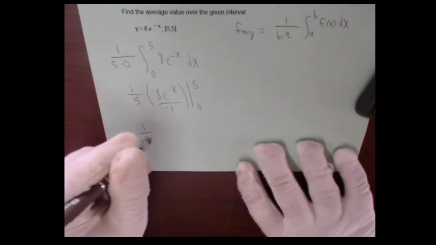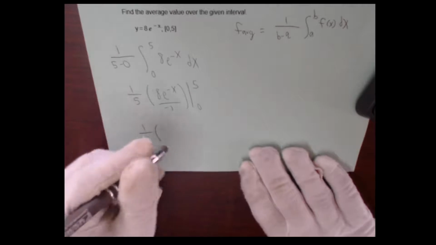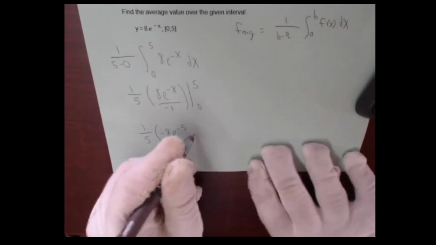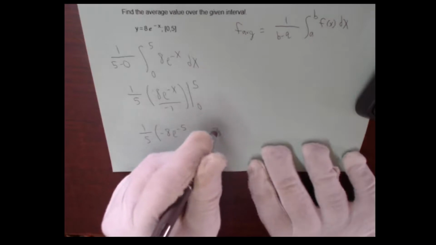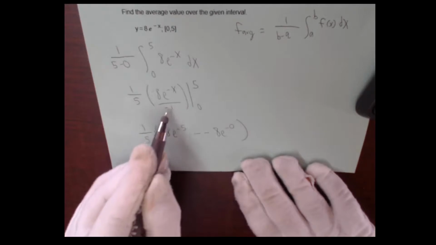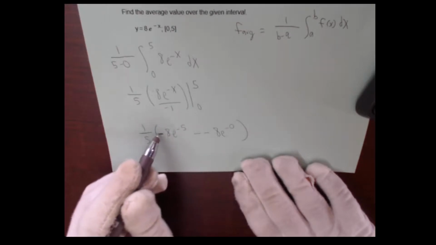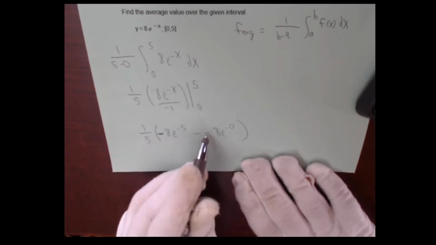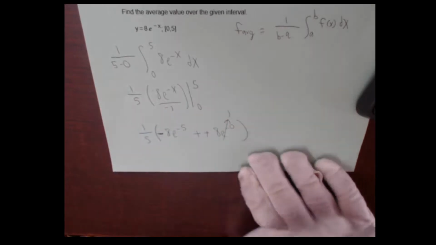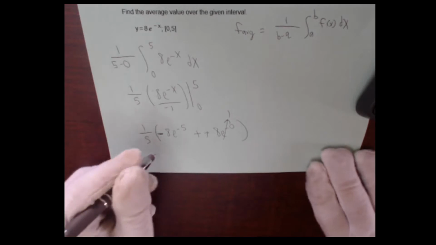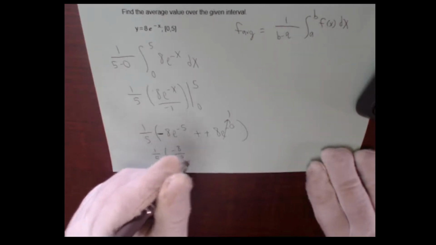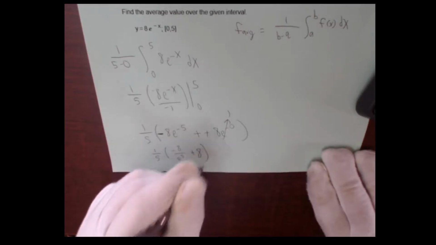Okay, let's keep going. We'll evaluate for 5 and 0, so this will be negative 8e to the negative 5 minus negative 8e to the negative 0. So this negative 1, I put the minus here. Then it's minus this negative 1, I put the minus here, so that'll be plus. e to the negative 0 will go to 1. So this will be 1/5 times negative 8 over e to the 5 plus 8.